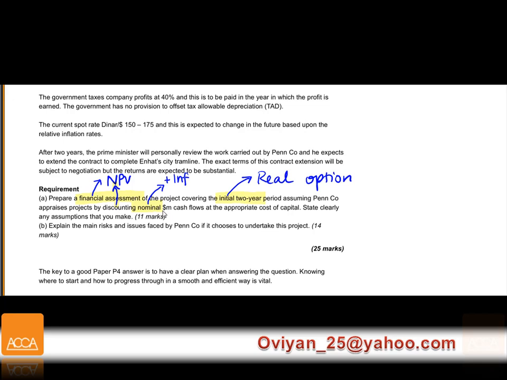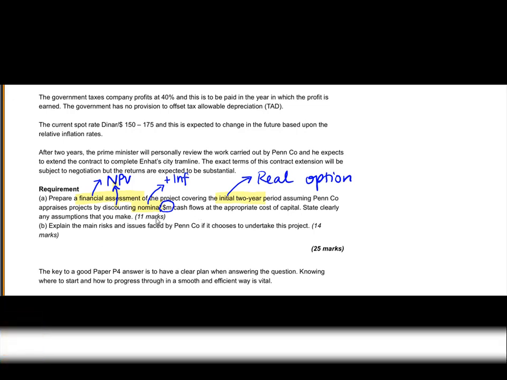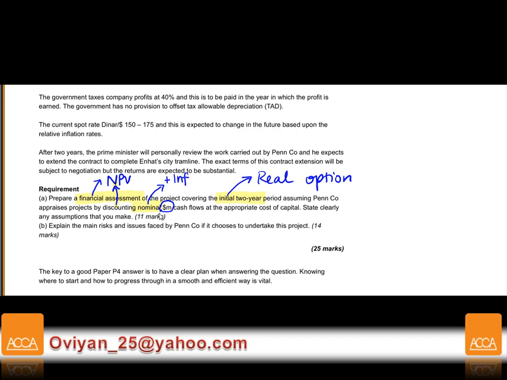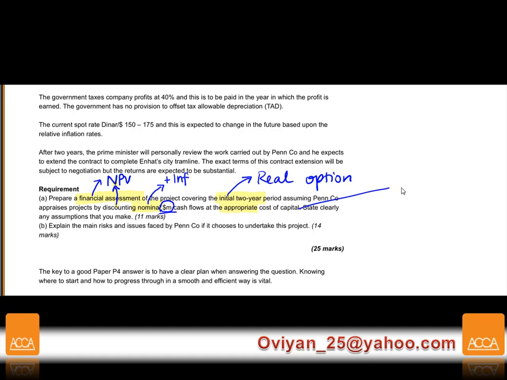And then they go on to say that it has to be discounting the dollar cash flows. Now that means you must find out what this dollar is. Is it the home currency or is it the foreign currency? So we have to make sure that we discount these dollar cash flows at an appropriate cost of capital. Again, they say the words appropriate cost of capital. What do you mean by appropriate cost of capital? You should know that by today.